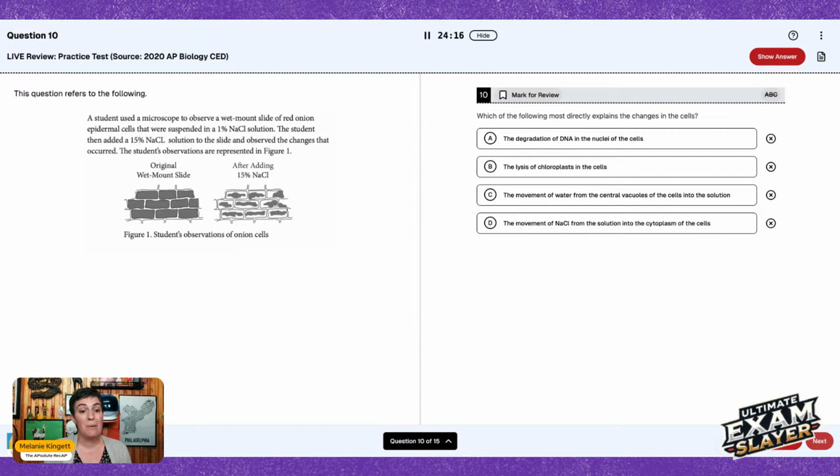All right. You might have done this lab in class. It's kind of a classic, maybe biolab or AP biolab, just depending. So we're looking here at a wet mount. We're adding salt solution, NaCl. And then they're looking into what happened to these cells. These are plant cells. I can see my cell walls. It's also showing you the red onion. We're looking for an example.